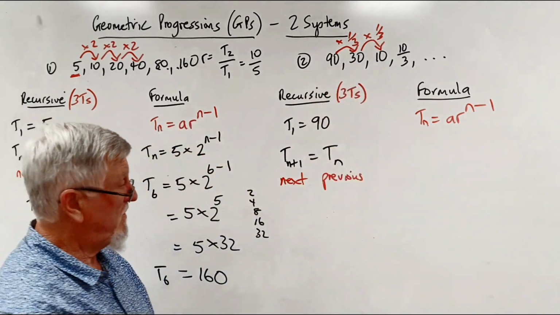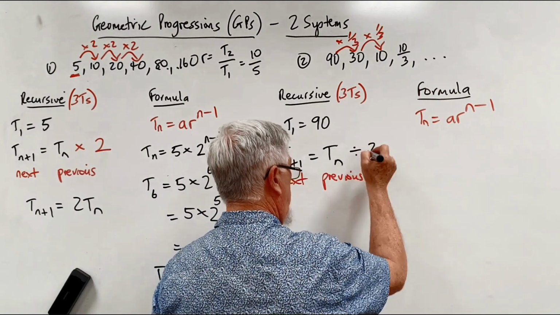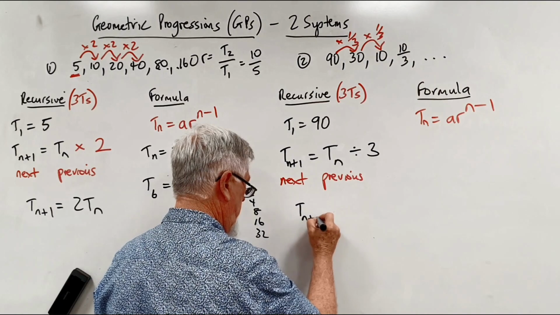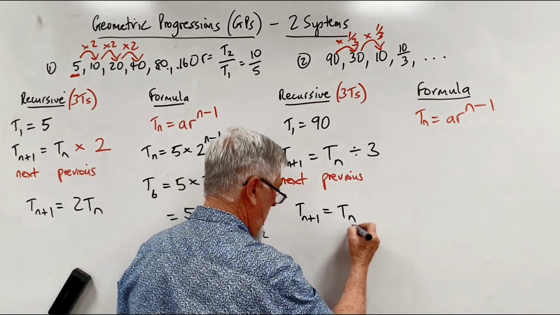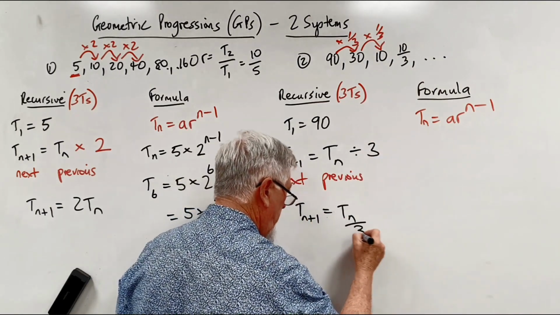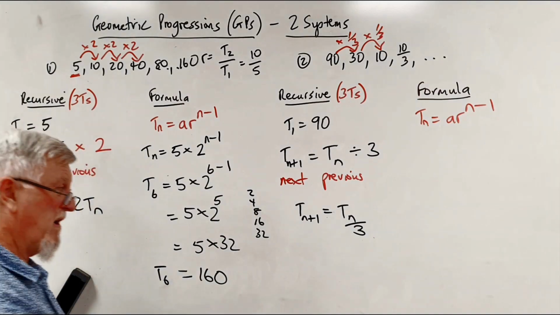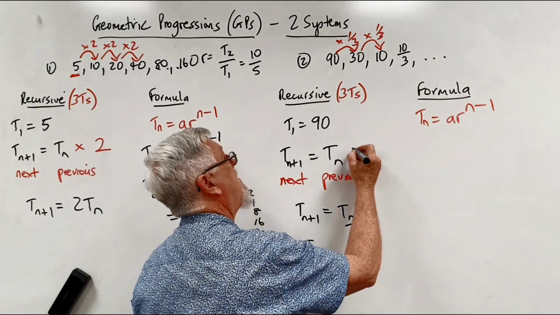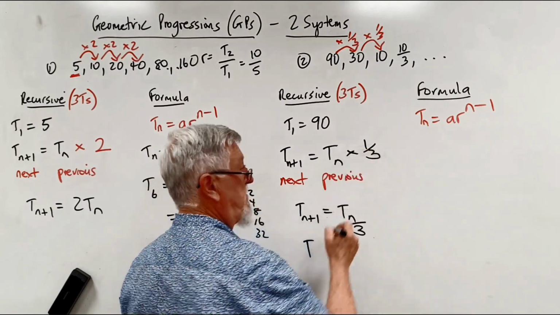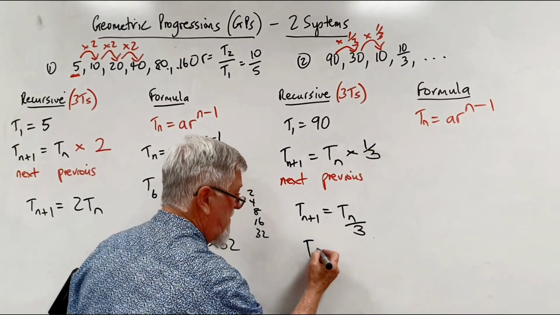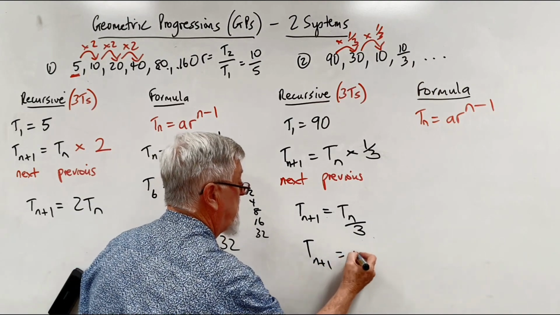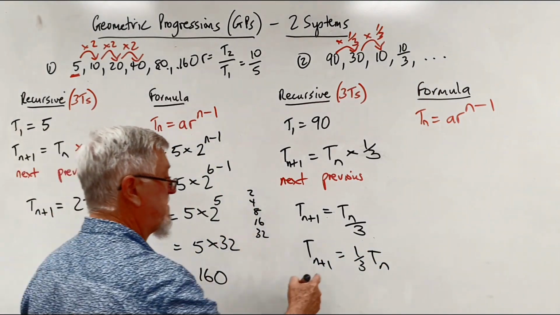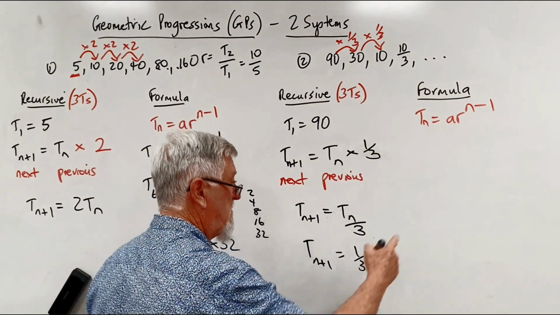Now, a lot of people could easily write that you had to divide by 3. And really, in that case, the question's correct. So you'd have t_n plus 1 equals t_n, and you could then write that as divide by 3. Some people will then go, oh, I don't like writing divide by 3, I want to multiply by 1/3, which can still be written that way, or it can be written as 1/3 of t_n. Whichever way you want to write it, it doesn't matter. So that's your recursive, whereas this is formula.